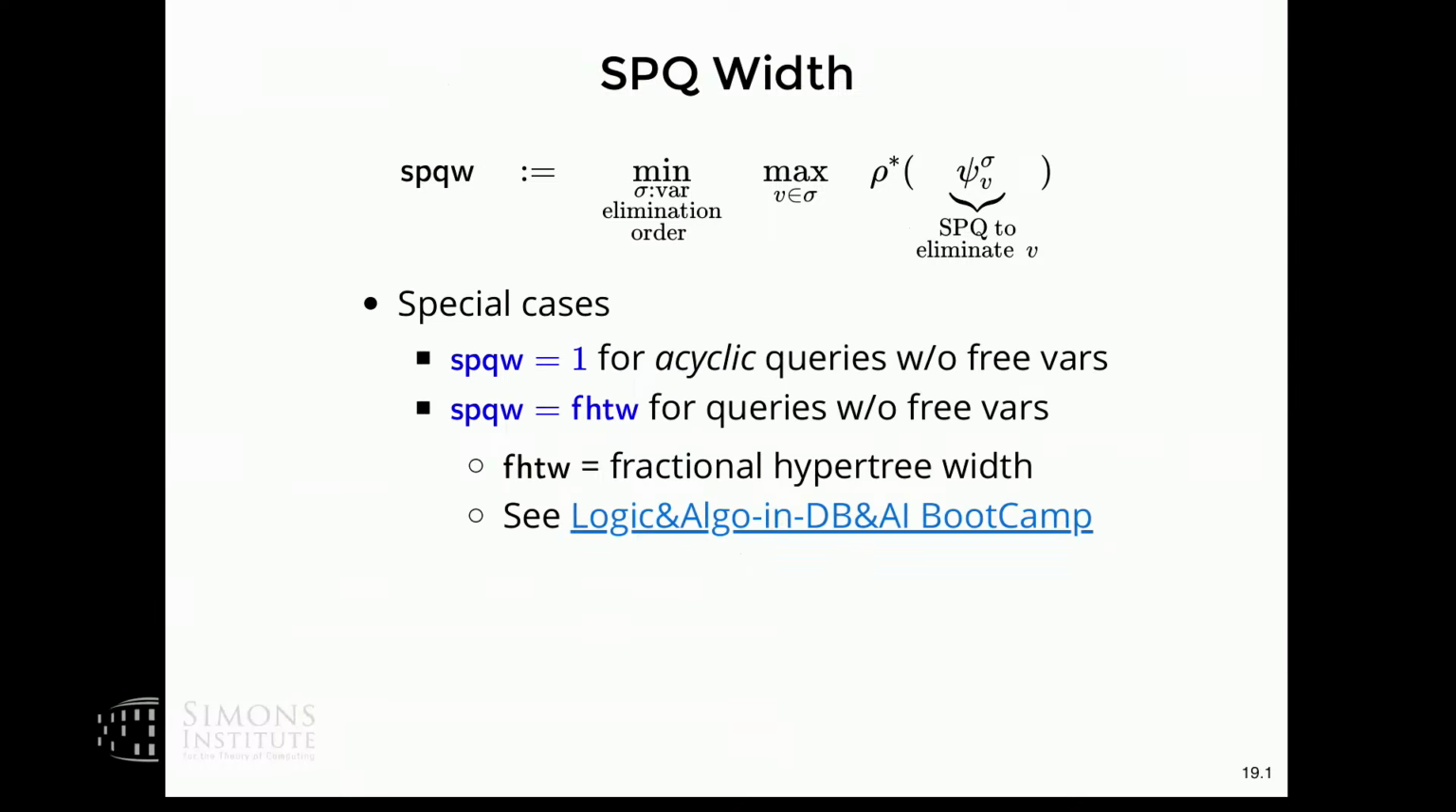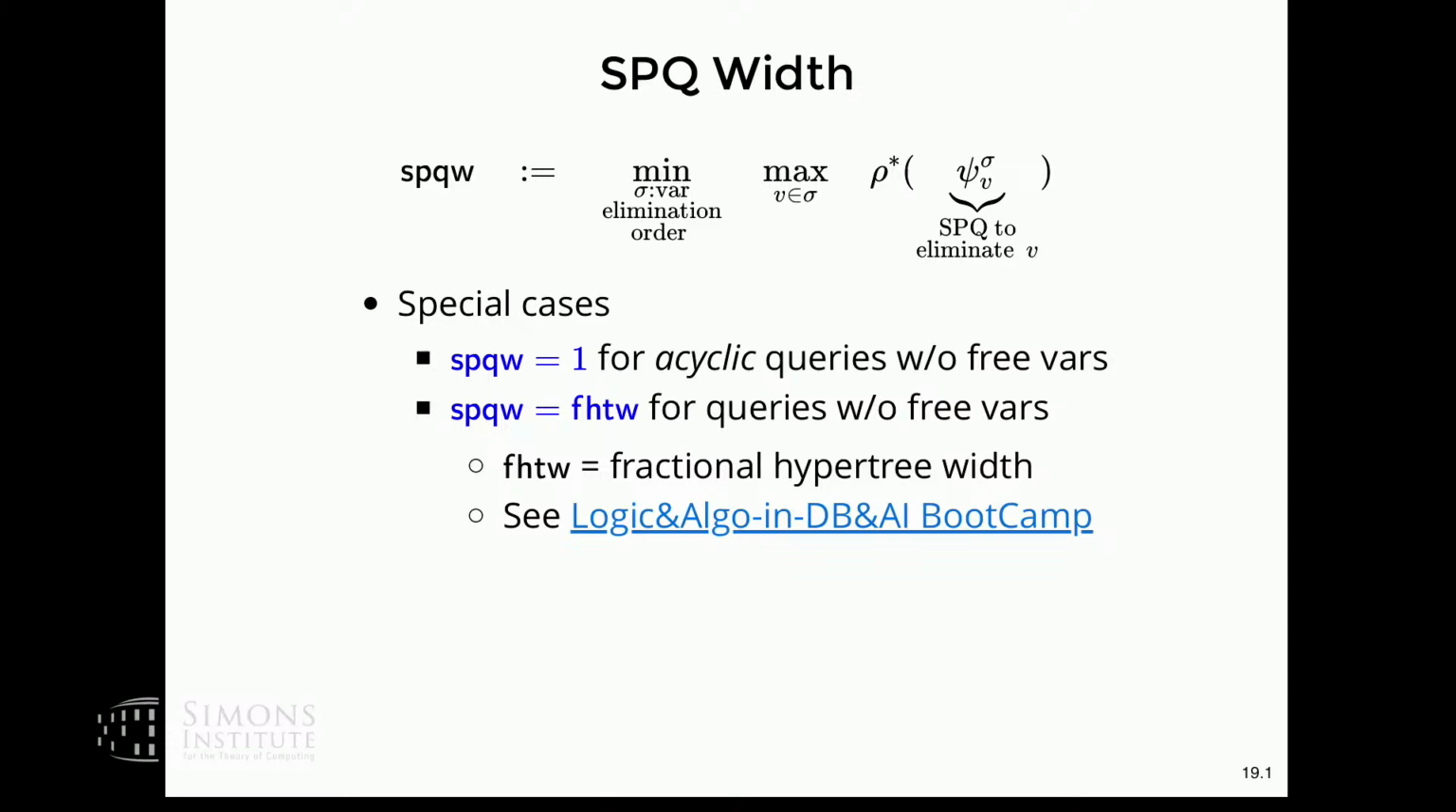Yeah, so this sum product query width can be seen as a measure of the runtime. In particular, n to the sum product query width measures the runtime within an extra log factor and some factors that depend on the query size. Here, I'm just focusing on the data complexity. So n to the sum product query width is a measure of the runtime of this variable elimination strategy that I just described. So here are some special cases to think about this expression.